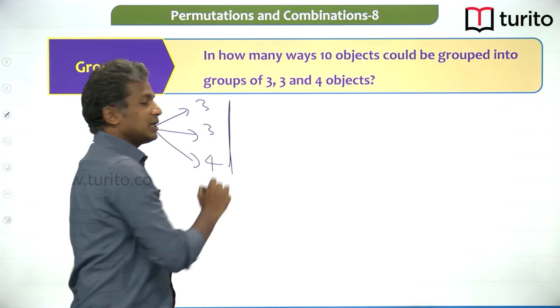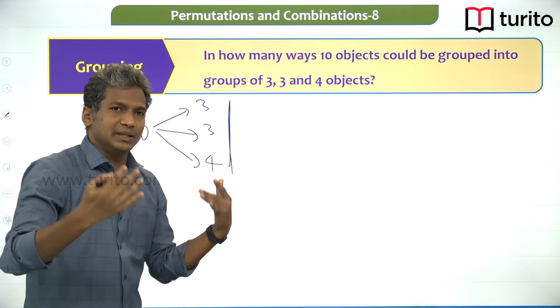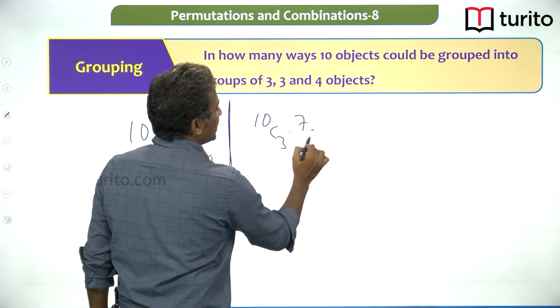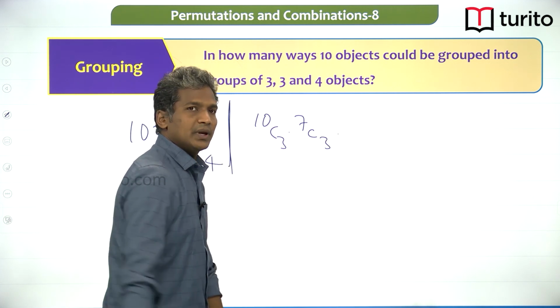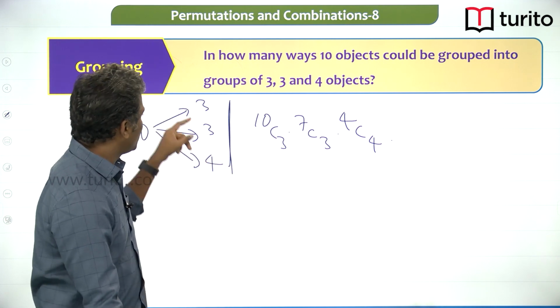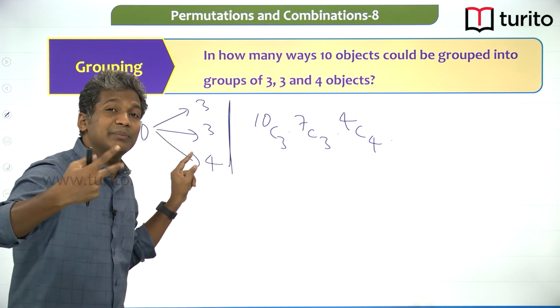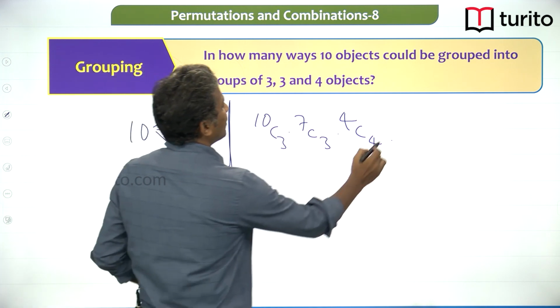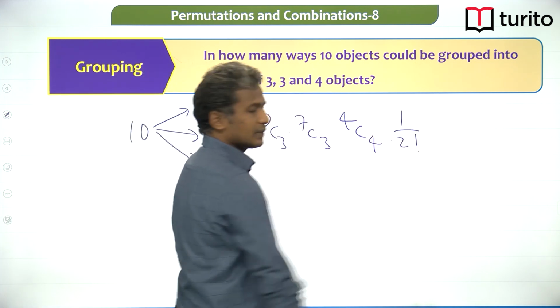If we are going by the micro method, micro is the selection here. So first we make a group of 3, then from the remaining 7 we make a group of 3, from the remaining 4 we make a group of 4. Now because two groups are having the same number, there is a symmetry in the process of grouping, so we divide with 2 factorial.